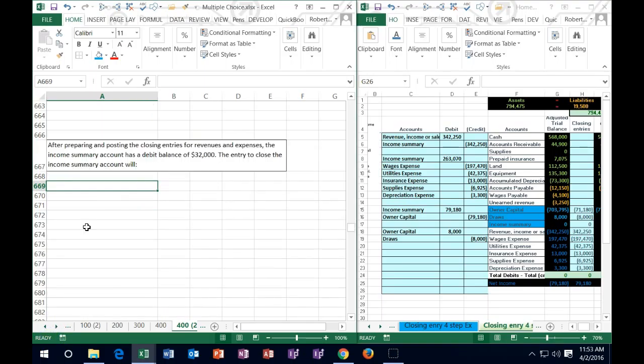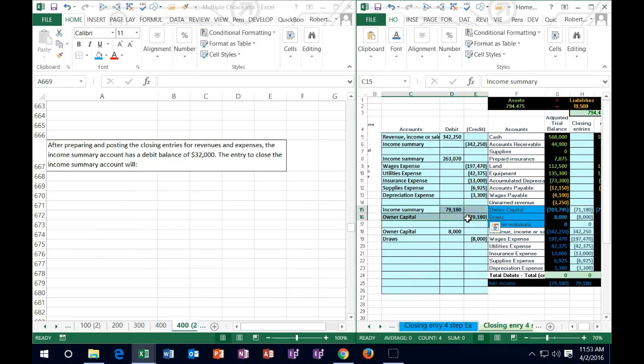Next one says that after posting the closing entries for revenue and expenses, the income summary has a debit balance of 32,000. What is the entry to close the income summary account? The only tricky thing about this is that they're jumping into the third step of the 4-step process. So we basically have to realize there's already something in the income summary. We did the first 2 steps.